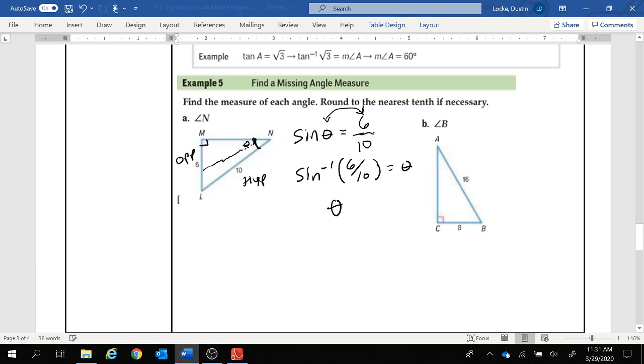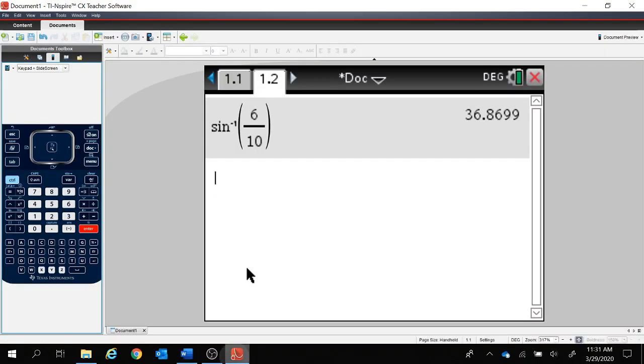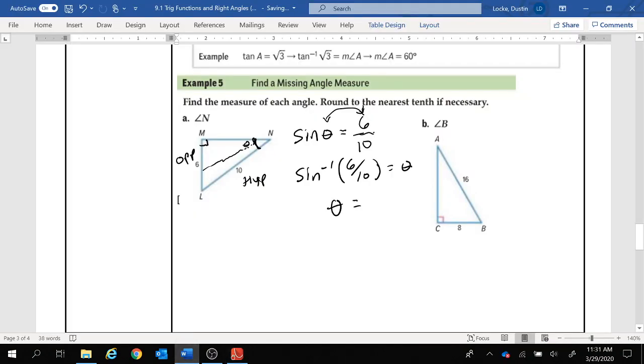So theta is going to be equal to 36.87. That was how I'm going to write it. 36.87. Okay. All right, and actually, I just realized our directions say round to the nearest tenth. So let's change that to 36.9.